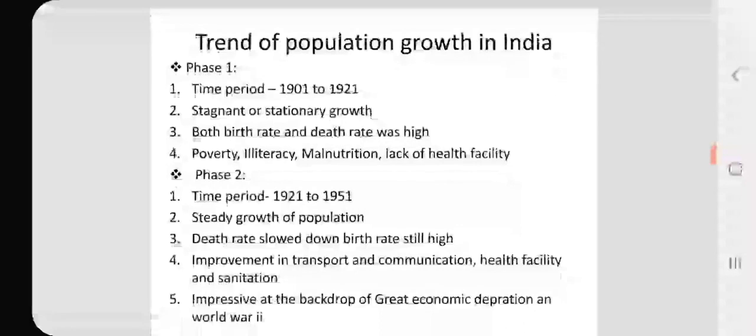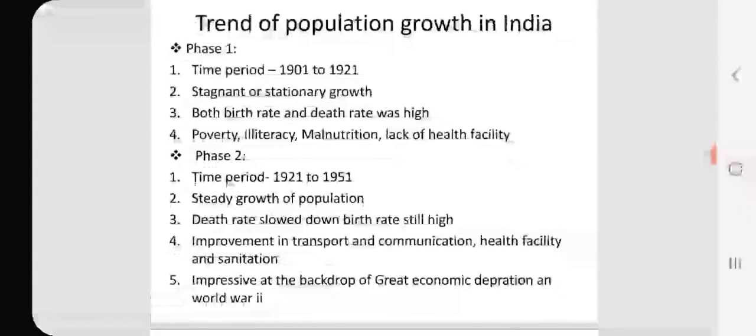Next, the trend of population growth in India. There are 4 phases in the trend of population growth in India. The first phase, the time period was 1901 to 1921. This period shows the stagnant or stationary growth rate. In that time period, both the birth rate and death rate, that means mortality rate, were very high. Why was the death rate very high? Poverty, illiteracy, malnutrition, lack of health facility, these factors cause the high mortality rate. So the population growth was stationary in this phase.